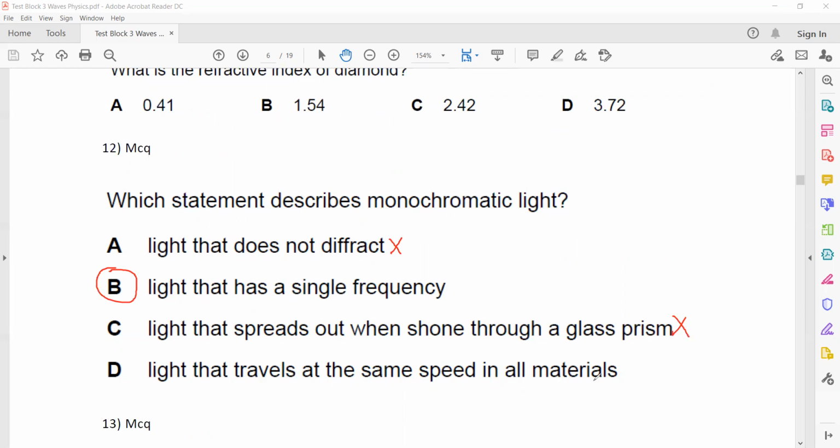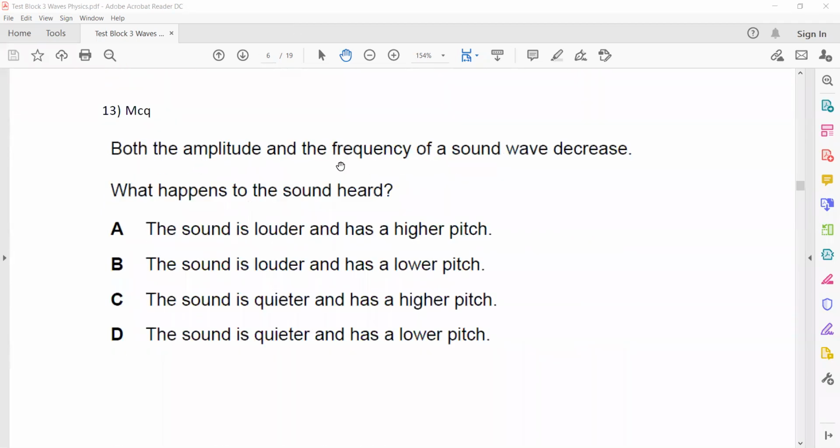Light that travels at the same speed in all materials, that's also wrong. Its speed changes. When it travels in a denser medium, it will travel slower compared to a rarer medium. Both amplitude and frequency of a sound wave decrease. What happens to the sound heard? Amplitude refers to the loudness and frequency refers to the pitch. So the sound will become quieter and it will be lower pitched, because amplitude refers to the loudness and frequency refers to pitch.